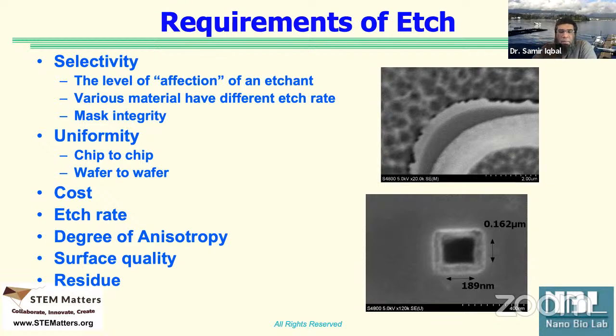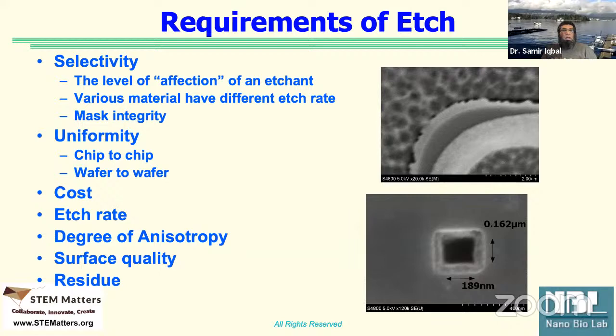Cost, some chemicals are very expensive. Like you'll see a recipe for gold, aqua regia. It's a very expensive chemical. It's a mixture of chemicals. So we want to look for something that's cheaper. Some etchant can etch much, much faster. We don't want them to etch too fast because maybe we are etching a very thin layer. We don't want it to go fast, so we can control it.